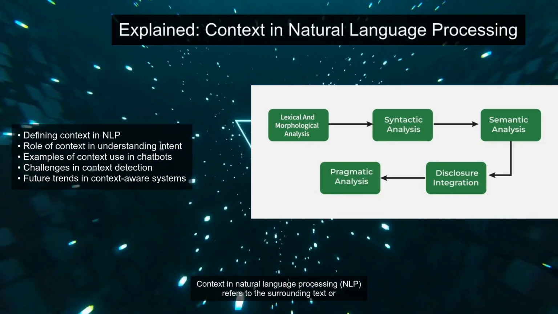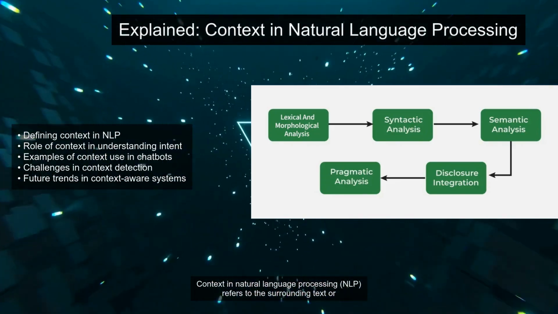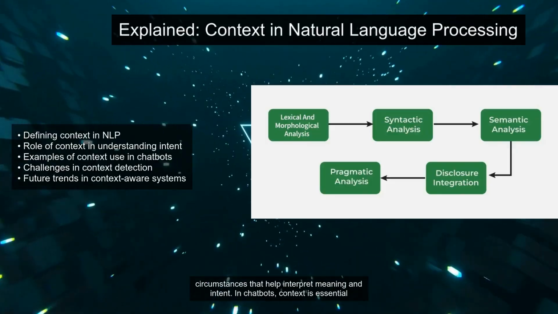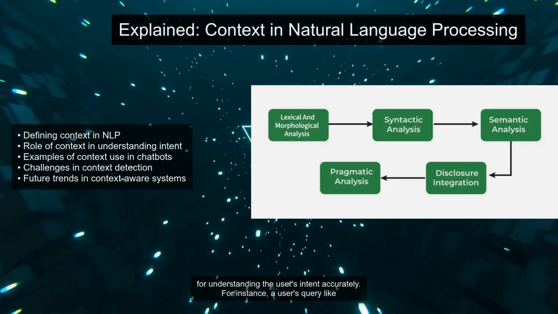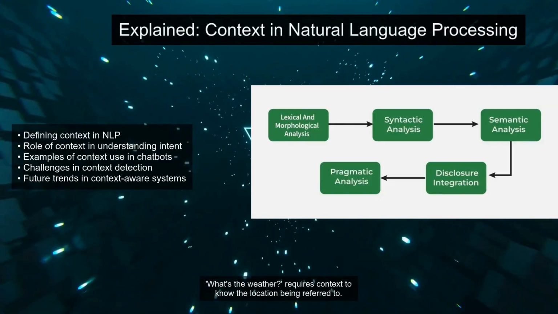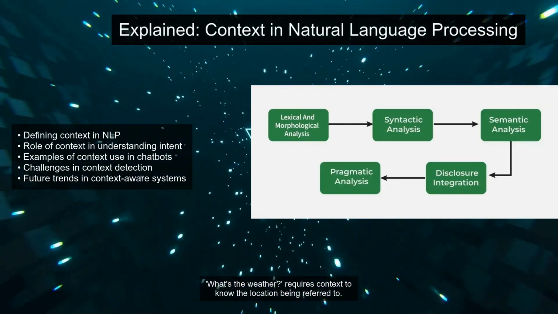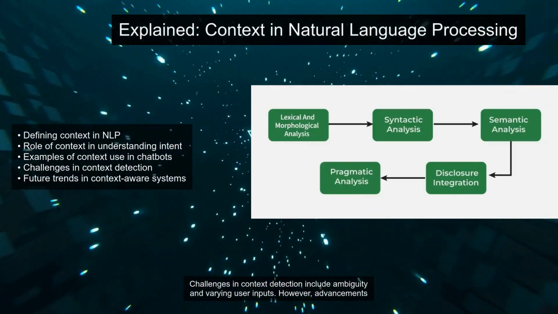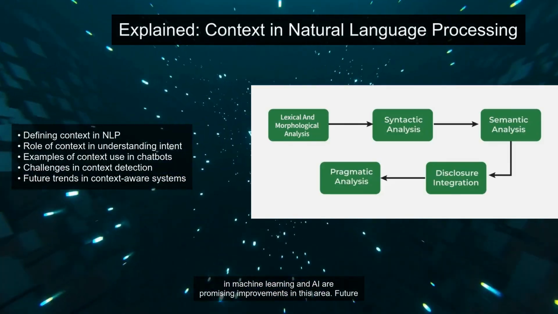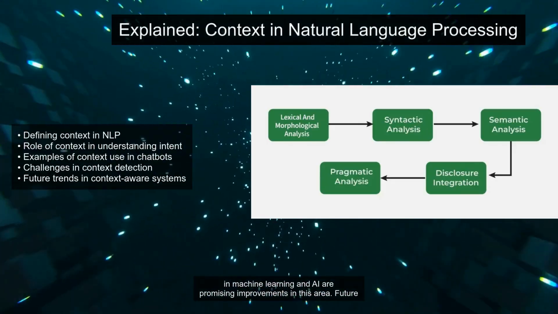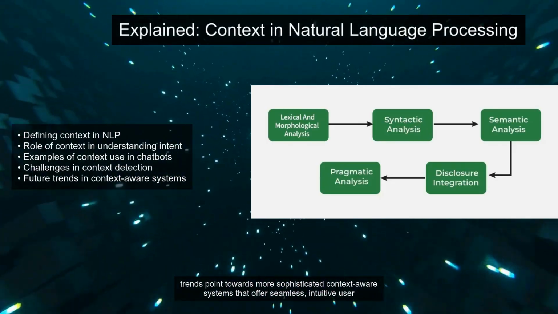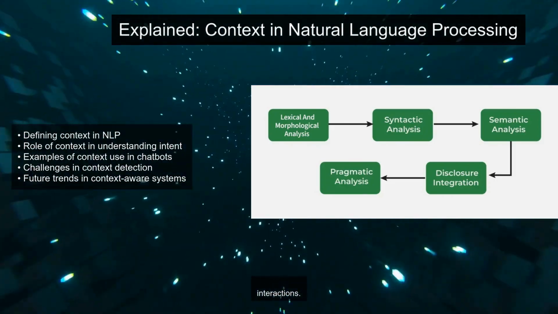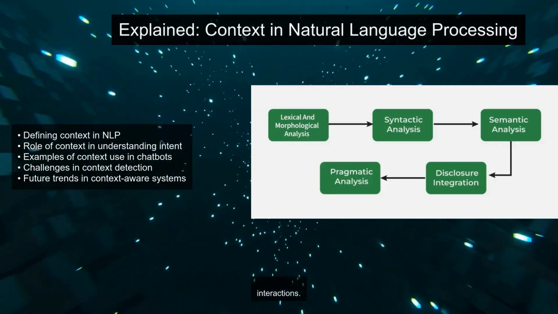Context in natural language processing, NLP, refers to the surrounding text or circumstances that help interpret meaning and intent. In chatbots, context is essential for understanding the user's intent accurately. For instance, a user's query like "What's the weather?" requires context to know the location being referred to. Challenges in context detection include ambiguity and varying user inputs. However, advancements in machine learning and AI are promising improvements in this area. Future trends point towards more sophisticated context-aware systems that offer seamless, intuitive user interactions.